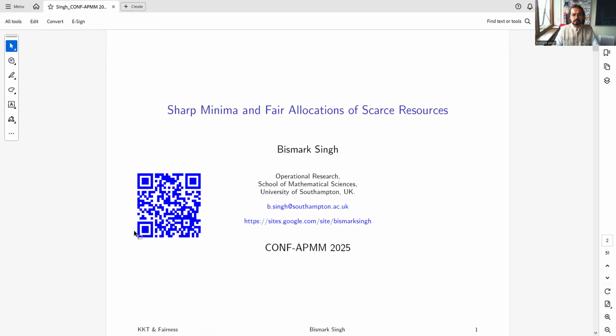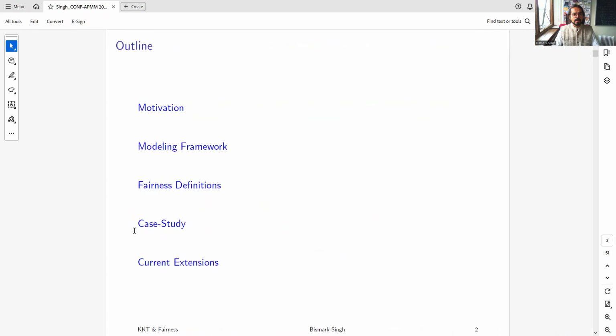Okay, so here's an outline for my talk today, quite a standard outline. I would begin with the motivation, go on to some mathematical details, define a few axioms of fairness, present a short case study. And since this is a work in progress, I will also talk about some things that we have been working on now to extend this. All right, let me begin with a motivation for this talk.